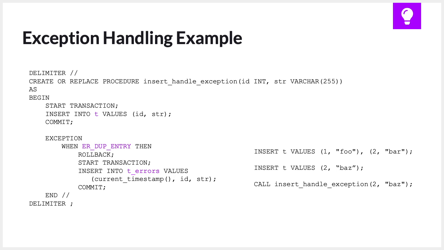Now we define a table called T that we'll insert into, and another table called T errors that our exception will push into if our error is raised. So if we run the second insert statement on the right, SingleStore will bounce back with a duplicate entry error, but if we call our stored procedure with the same data, it will raise the exception and insert the duplicate data into the T errors table.